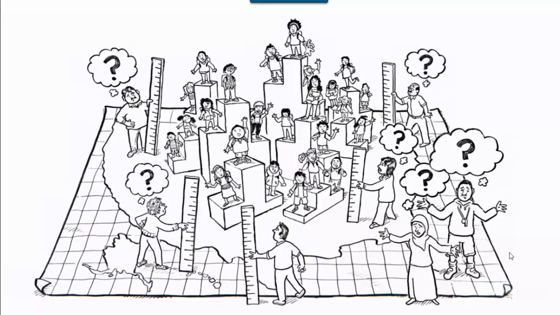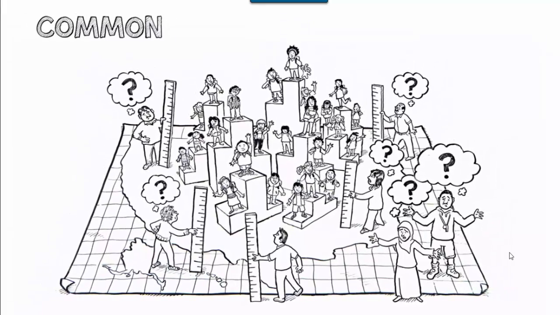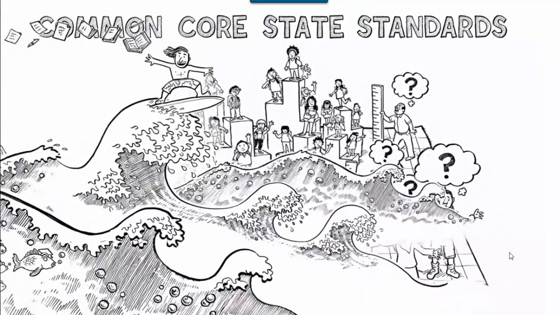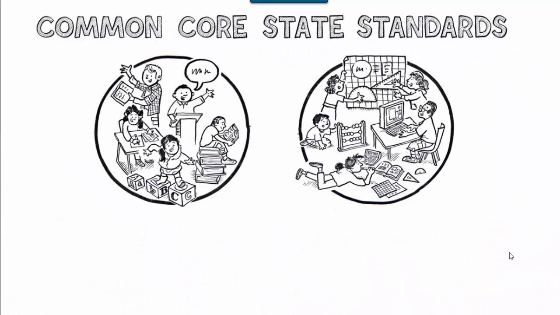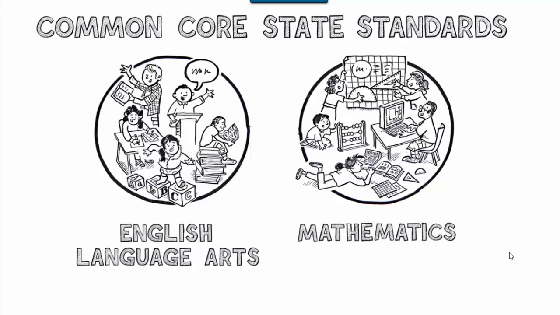What we really need are clear goals. That's where the Common Core state standards come in. They're like a total sea change in education. Consistent, strong, clear benchmarks for English language arts and math.